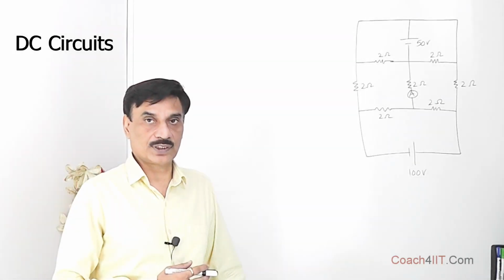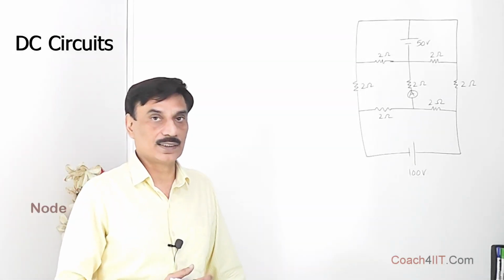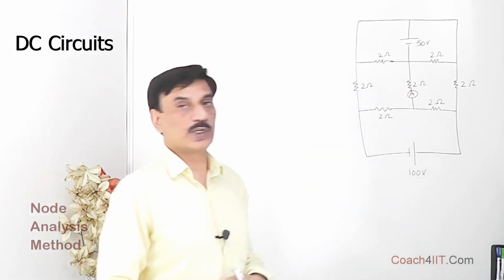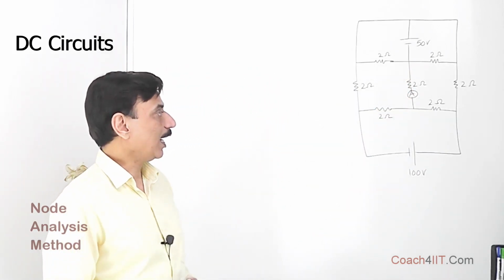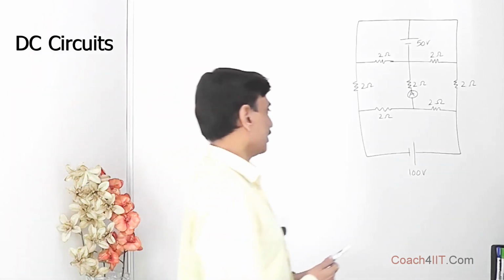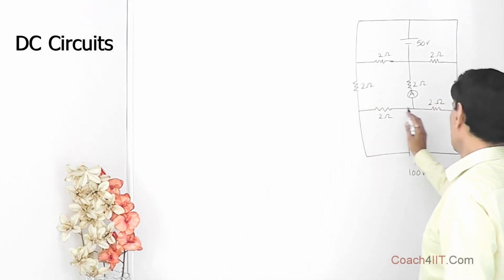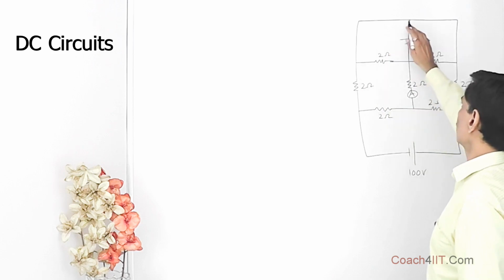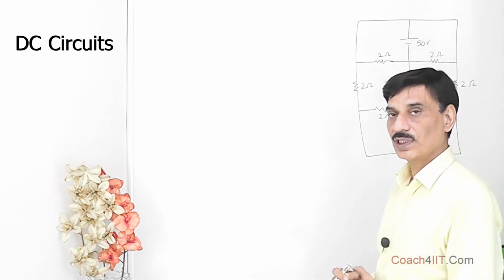In this interesting question, using the node analysis method, we have to find the ammeter reading, that is, the current which is flowing through this 2 ohm resistor. Here we see a number of nodes: this is a node, this is a node, this is a node, this is a node, this is a node, this is a node, and this is also a node. So we have a number of nodes in this question.